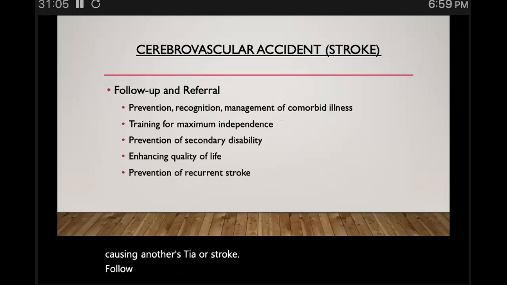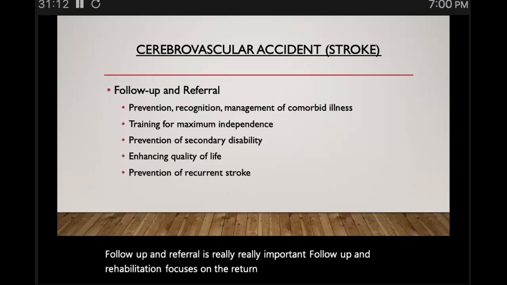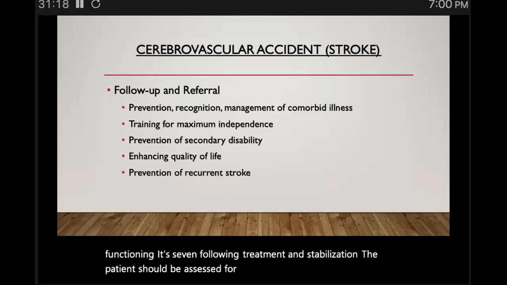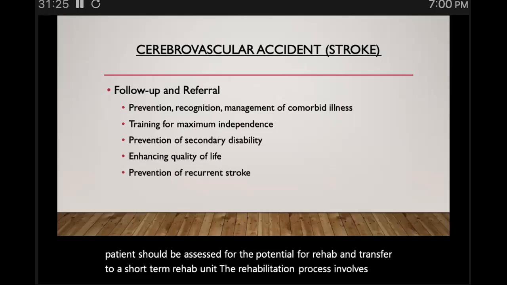Follow-up and referral is really, really important. Follow-up and rehabilitation focuses on the return of the patient's optimal level of functioning. Following treatment and stabilization, the patient should be assessed for the potential for rehab and transfer to a short-term rehab unit. The rehabilitation process involves 6 major areas of focus.